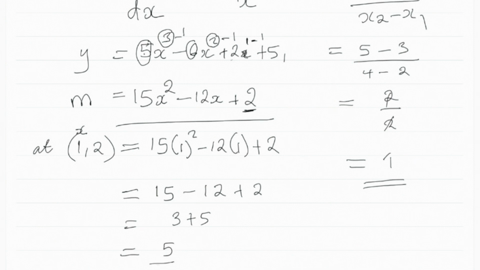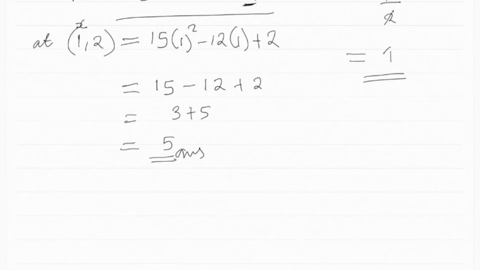Remember that the gradient of a straight line at any point is the same, but the gradient of the curve at any point is different. So at 1, 2, the gradient is 5. At 1, 3, the gradient will not be exactly like we have maybe seen.